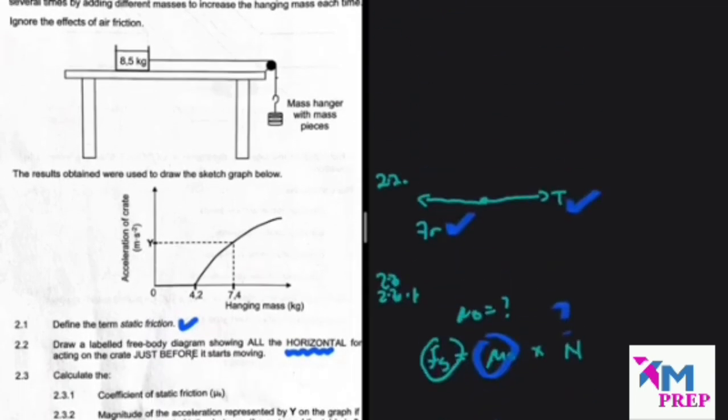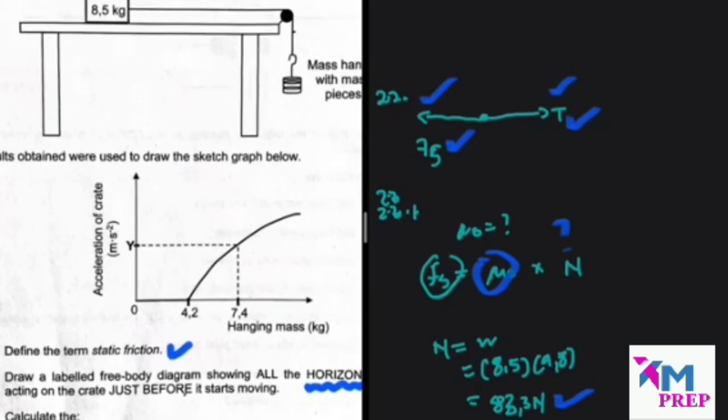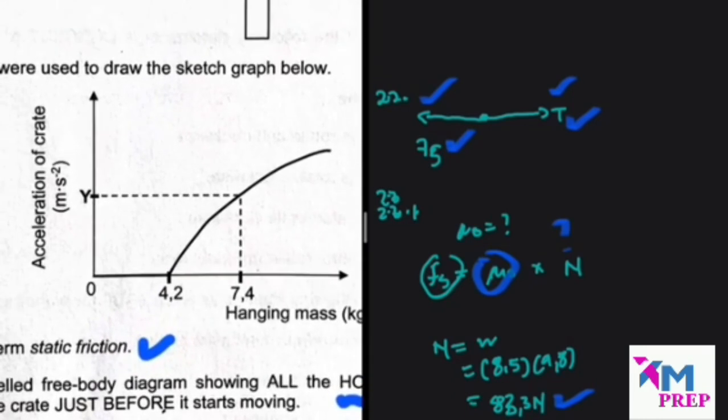Okay, let's take a look at our scenario here. In 2.2, we have a free body diagram of the crate just before it starts moving. Just before it starts moving, the frictional force, or the static frictional force, it is supposed to be, because it's just before it starts moving, should be equal to the tension, right? But how can we calculate the tension? We are given this diagram here, right? You can see that when the hanging mass is 4.2, our crate starts moving, because that's where we start having a bit of acceleration, right?